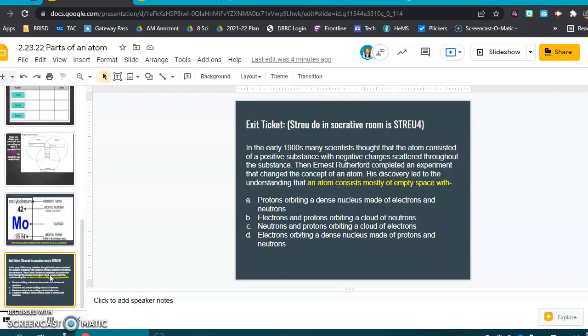In the early 1900s, many scientists thought that the atom consisted of a positive substance with negative charges scattered throughout the substance. Then Ernest Rutherford completed an experiment that changed the concept of an atom. His discovery led to the understanding that an atom consists of mostly empty space with A, protons orbiting a dense nucleus made of electrons and neutrons; B, electrons and protons orbiting a cloud of neutrons; C, neutrons and protons orbiting a cloud of electrons; or D, electrons orbiting a dense nucleus made of protons and neutrons. And yes, you were right. That is D, electrons orbiting a dense nucleus made of protons and neutrons.